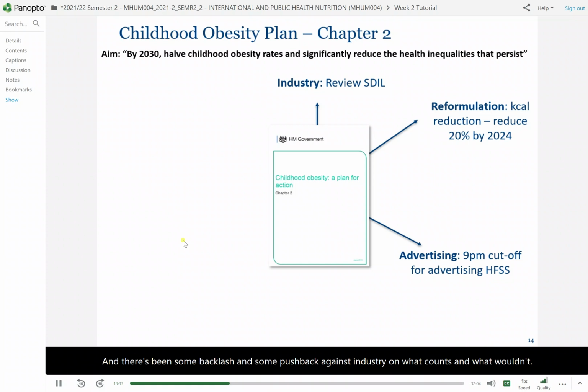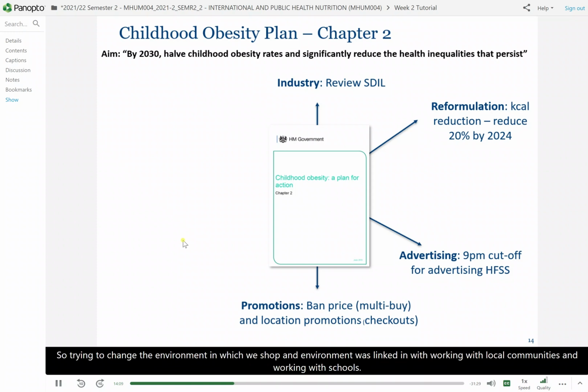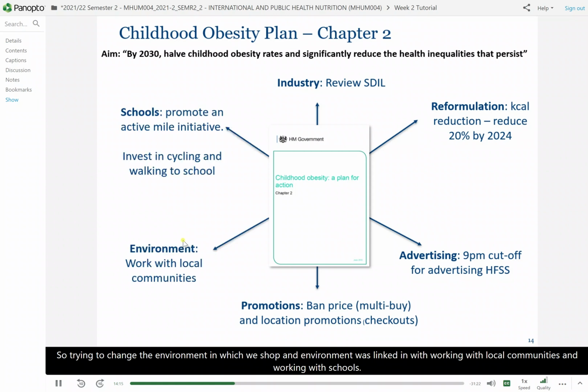And there's been some backlash and some pushback against industry on what counts and what wouldn't. There were also plans to ban price promotions, so buy one, get one free offers on high fat, sugar, salt foods, and also the multi-buy offers, but also bans on the location of food, so removing these products from checkouts and end of aisle, that sort of thing, so changing the supermarket layout, reducing that sort of pressure from children seeing things at the tills and putting pressure on parents to buy, so trying to change the environment in which we shop. And environment was linked in with working with local communities and working with schools.